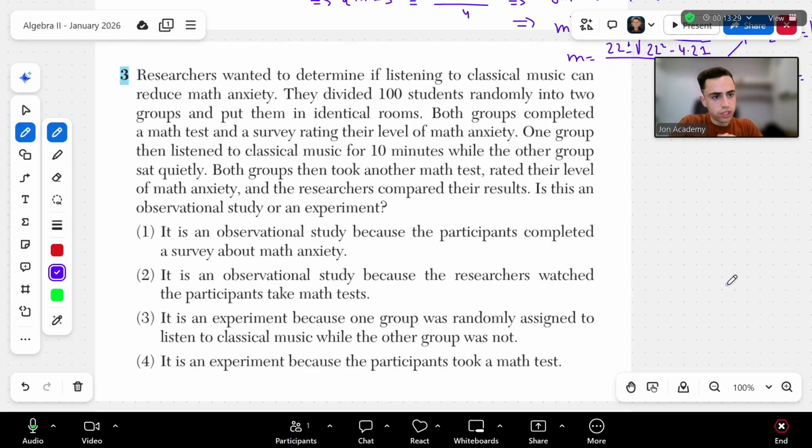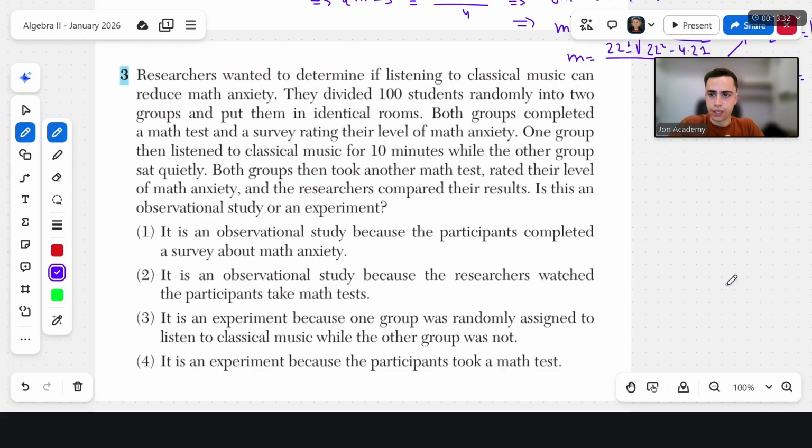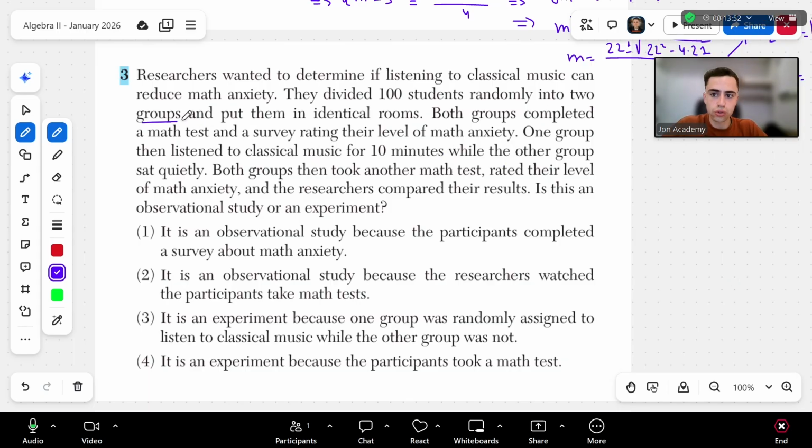Now let's jump into the third question. This one is the first word problem. So let's read. Researchers wanted to determine if listening to classical music can reduce math anxiety. They divided 100 students randomly into 2 groups and put them in identical rooms. So first thing we can know here is it's not gonna be an observational study because they divided into 2 groups and each of the groups is gonna be treated differently. One is gonna be listening to classical music and the other one is sat quietly.